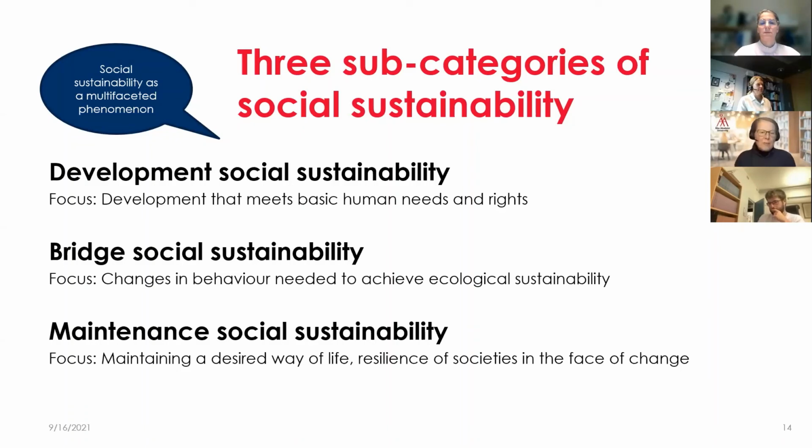And the third one, maintenance social sustainability, focuses on maintaining a desired way of life, the resilience of societies. So this deals with people's desire, if they have a life that they are satisfied with, to maintain it and be resilient in the face of change.